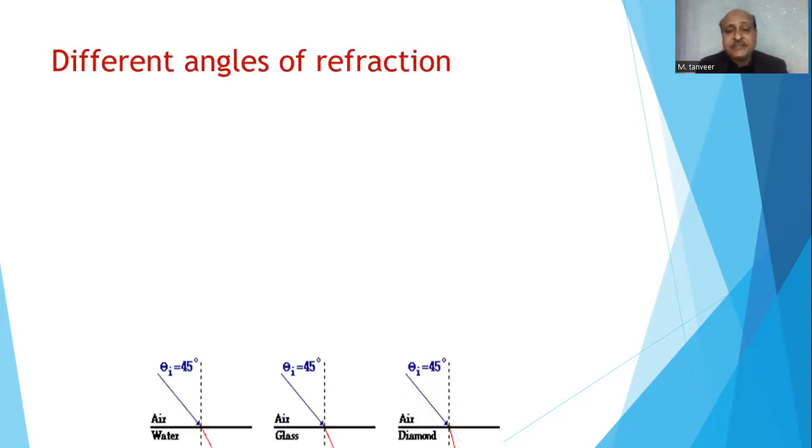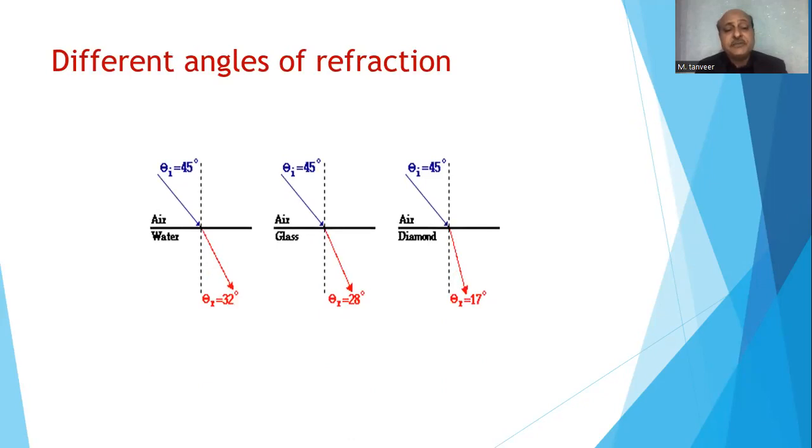Different angle of refraction. Ray of light enters from air to water. Suppose at an angle of 45. Ray of light enters from air to glass at an angle of 45. Ray of light enters from air to diamond at an angle of 45. Angle of incidence is same for all media. But when it enters from air to water, angle of refraction will be 32. But when ray of light enters from air to glass, angle of refraction will be 28. But when angle of incidence for diamond is 45, angle of refraction will be 17.